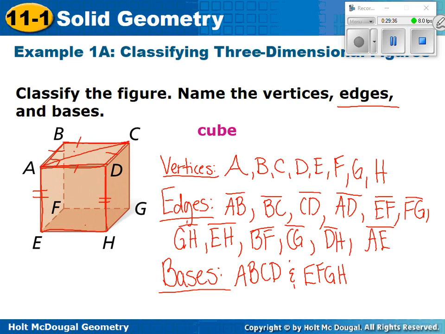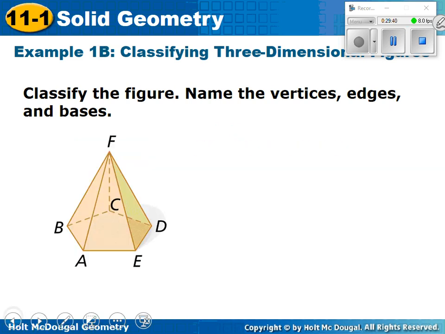Questions? All right. I'm going to go a little faster from here. Next one. You guys go ahead, classify this, name the vertices and the edges. Go ahead and do the next two in your notes, you and your buddy. Do the next two in your notes.